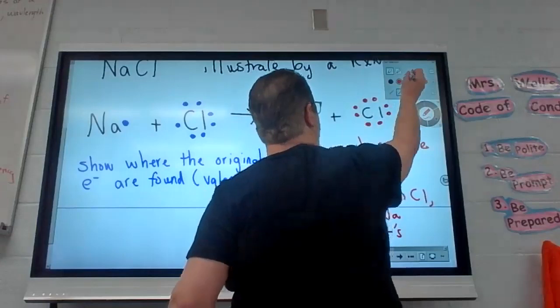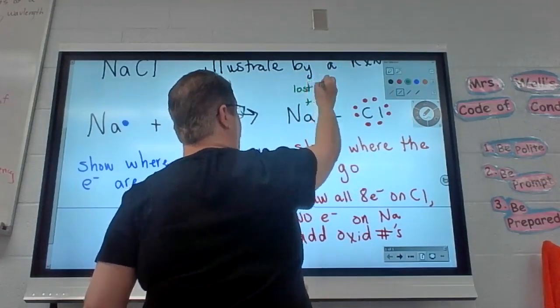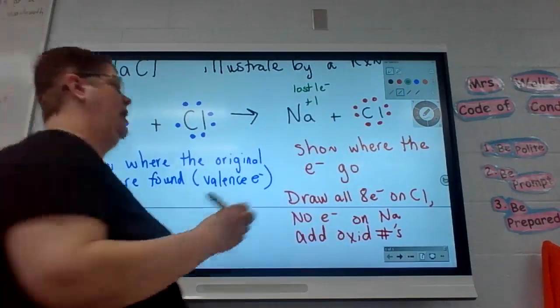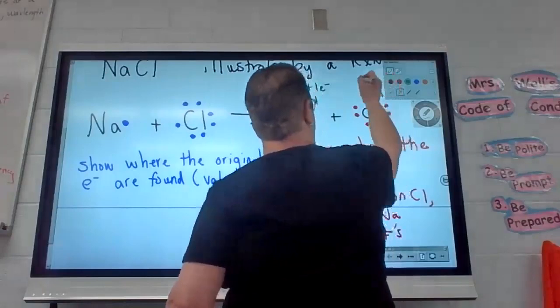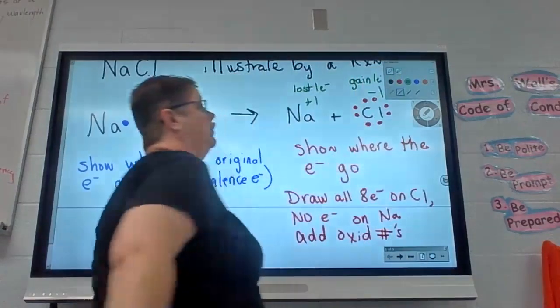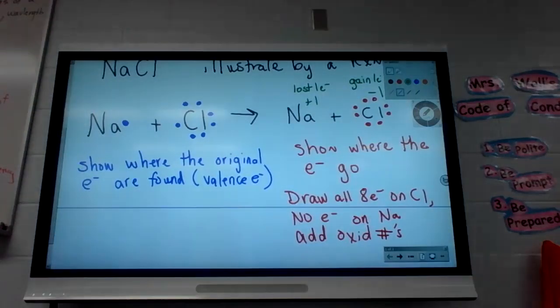Yes. +1, which means it lost 1 electron. And what are we going to put on chlorine? -1, which means it gained 1 electron. Why is it the opposite? Because it means you have more electrons than protons. Yes.